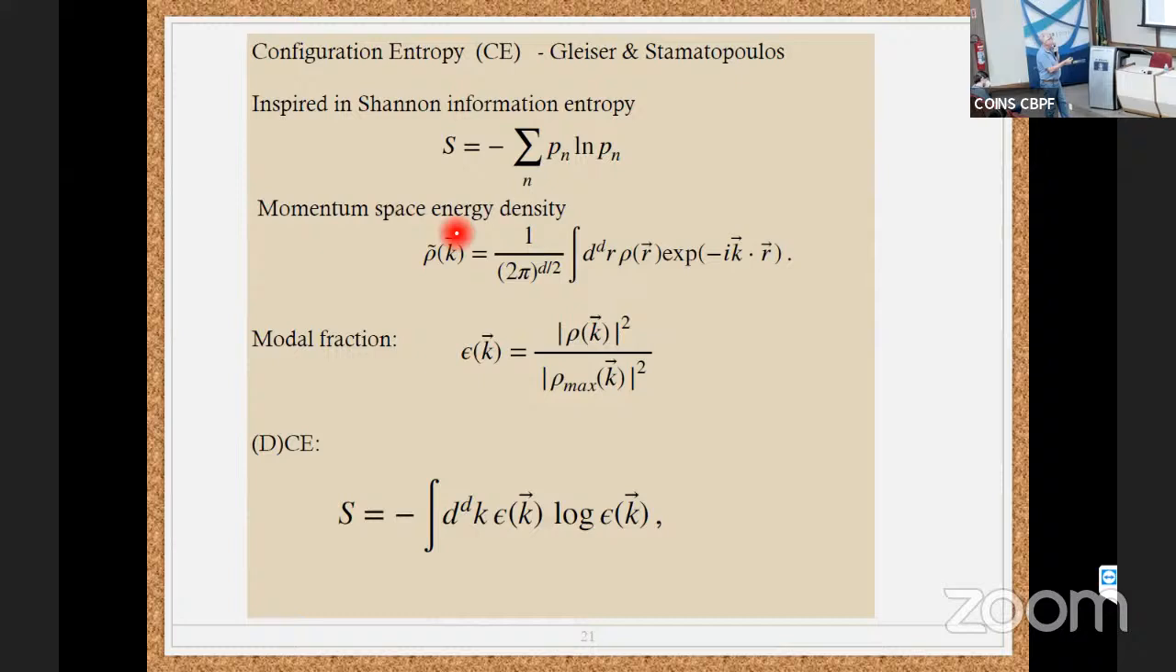We defined this configuration entropy inspired by Shannon's information entropy. We normally use the energy density, which must be square integrable; otherwise, the configuration entropy becomes singular. Here rho is normally the energy density. We find the modal fraction, which, as Rodon told us, can be defined in two or three different ways, but we define it by dividing by the maximum to always have a positive definite configuration entropy.